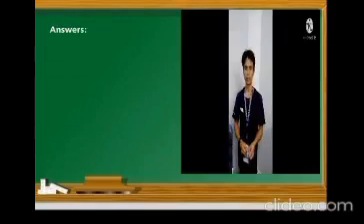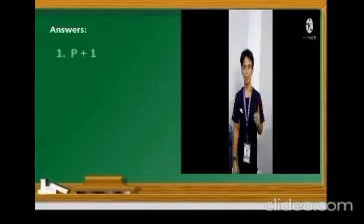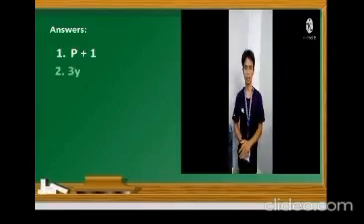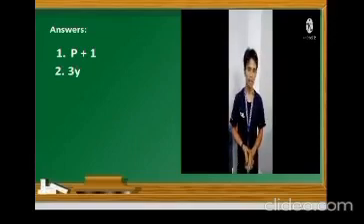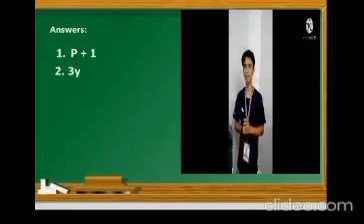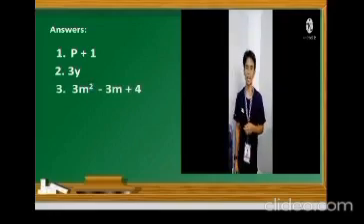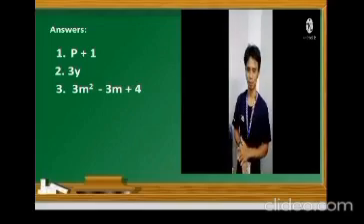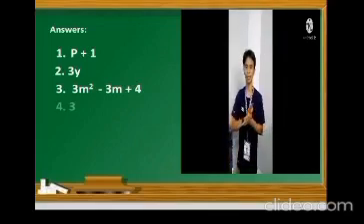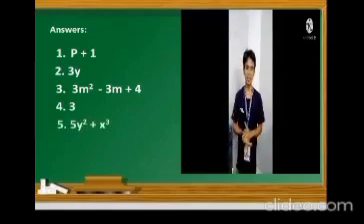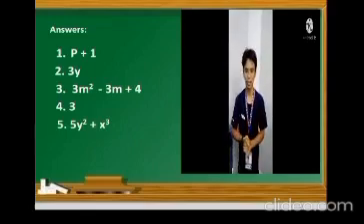The answer to number 1 is p plus 1. Number 2, 3y. Number 3, 3m squared minus 3m plus 4. And number 4, the answer is 3. Last but not the least, the answer will be 5y squared plus x raised to 3.